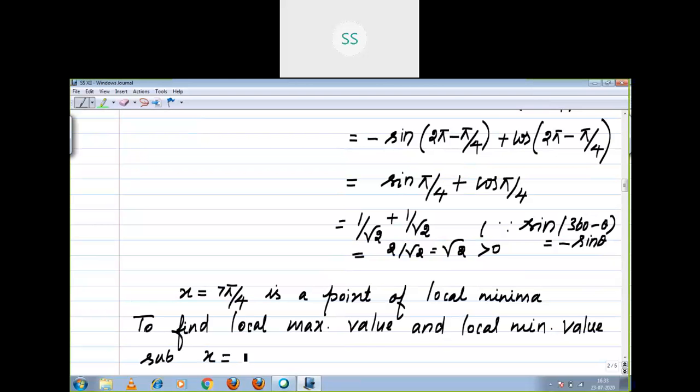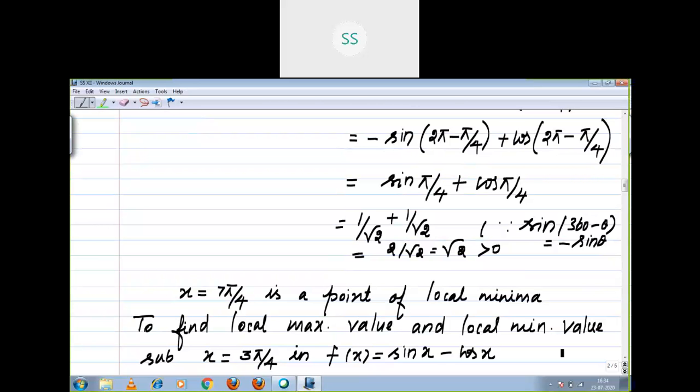Substitute x equal to 3 pi by 4. F of x equal to what? What is the function given to you, children? Anyone? You have to recall. Right. Sin x minus cos x. F of x equal to sin x minus cos x.